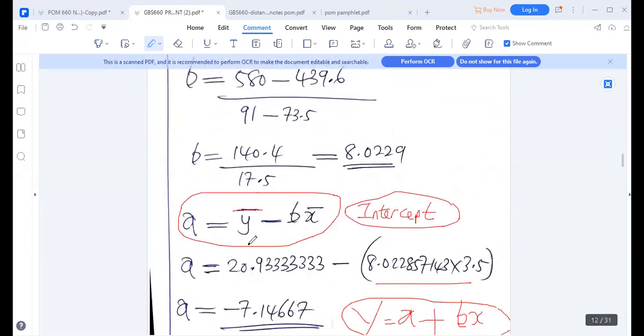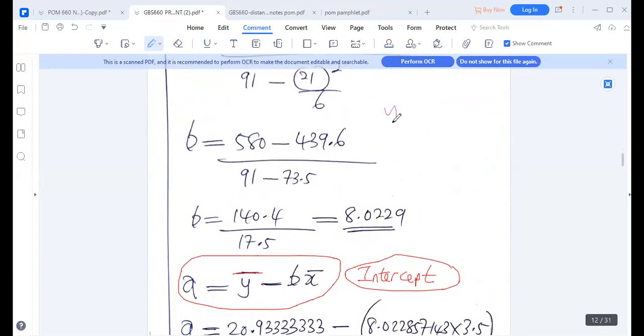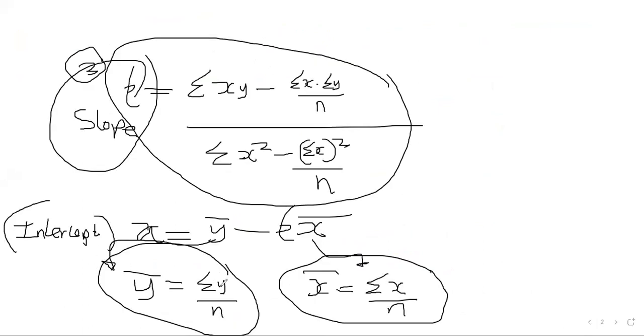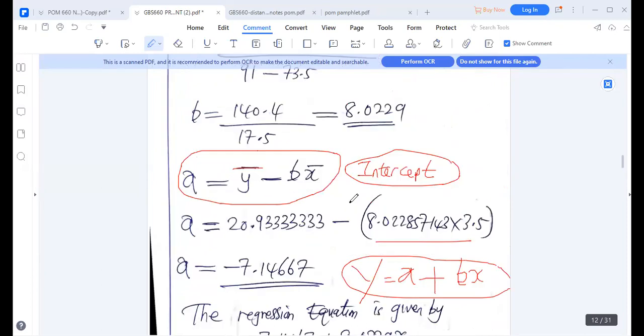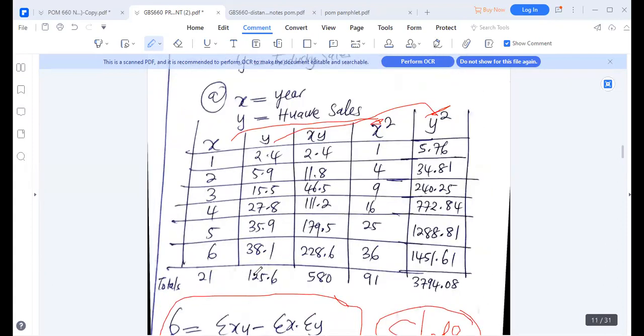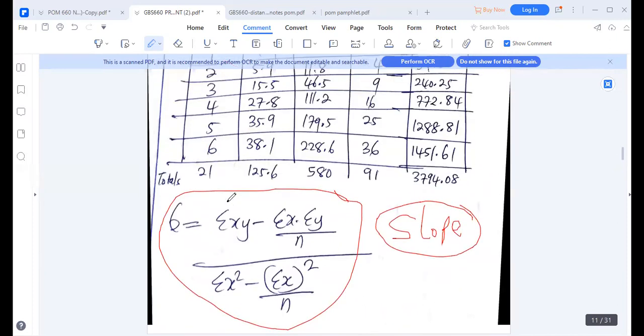Okay, no problem. So when you're getting the Y bar, it means the mean of Y. Like I mentioned, when getting the Y bar, it's the summation of Y over N. Then when getting the X bar, it's the summation of X over N. It's like you're finding the mean of Y and the mean of X. So we are finding the mean of Y. Y bar is the summation of Y divided by our N. The summation of Y is 125.6, divided by how many there are. There are 6 of them.